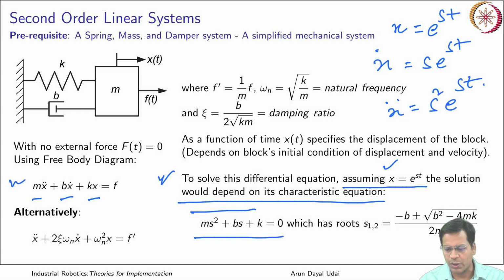Okay, which has roots given by S1, S2. There are two roots because this is a quadratic equation. So S1 is the positive of this, S2 is given by the negative of this.